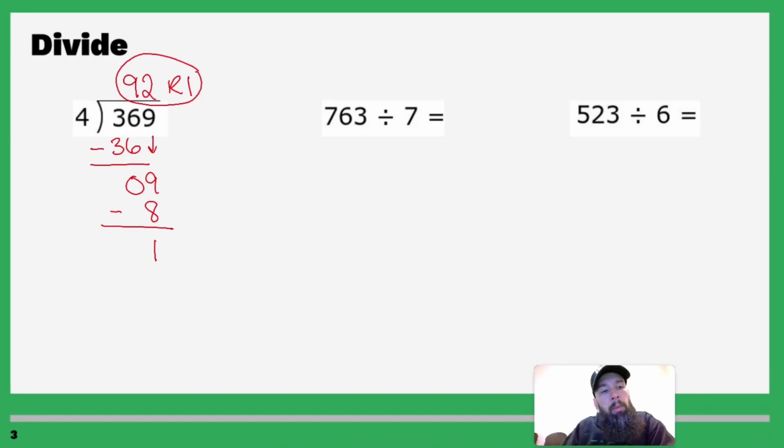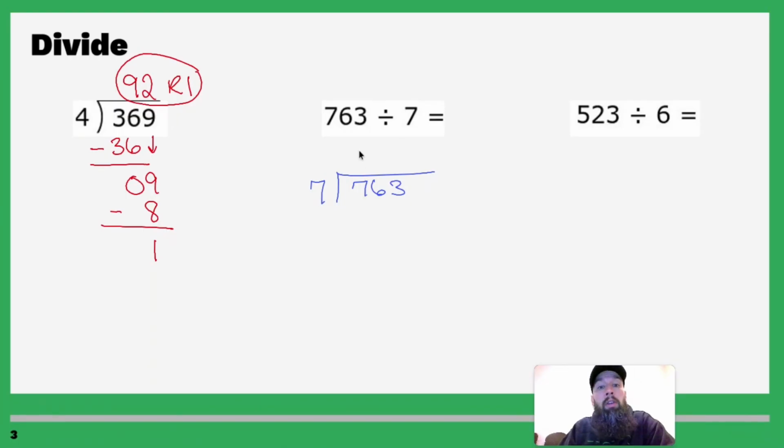Now in the next problem, if it doesn't look like that, then make it look like that. Write out 763 divided by 7. The number that goes inside your little house here, your little overbar, is always going to be the larger number. And then you just repeat the process, okay? You do the same exact thing that we do.